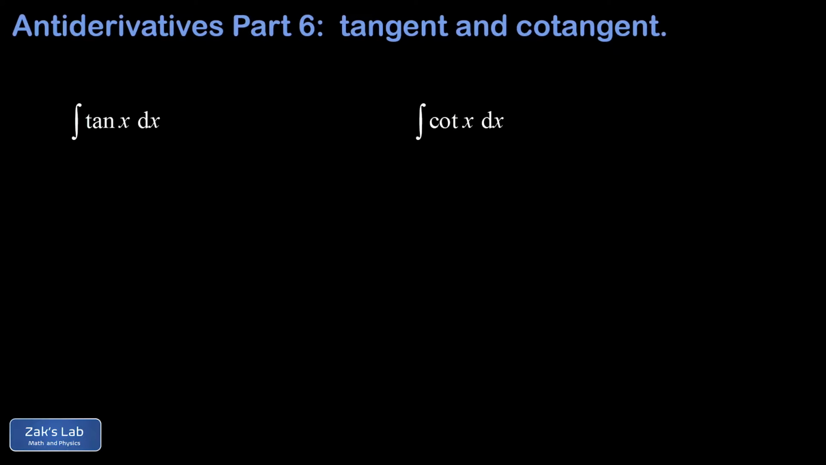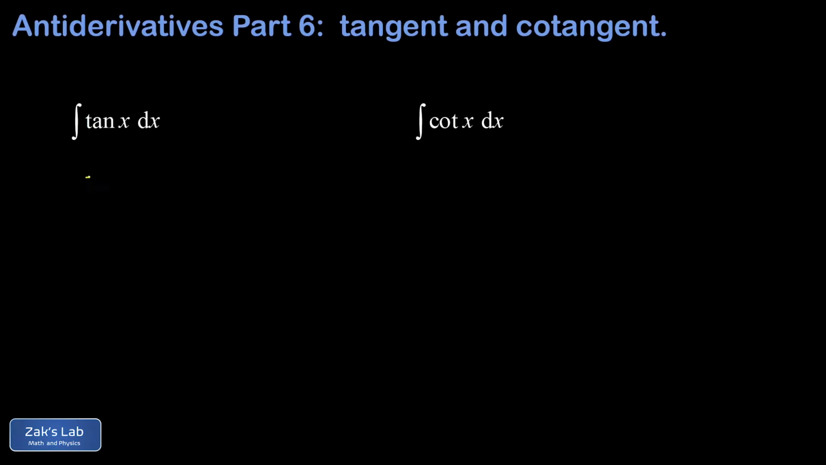This video is the 6th installment in a short series on antiderivatives and indefinite integrals, and this time we're just quickly deriving the indefinite integrals for tangent and cotangent. The strategy for both of these integrals is just to set up the integrand in terms of the sine and cosine functions, and then we're going to look for the chain rule operating backwards.